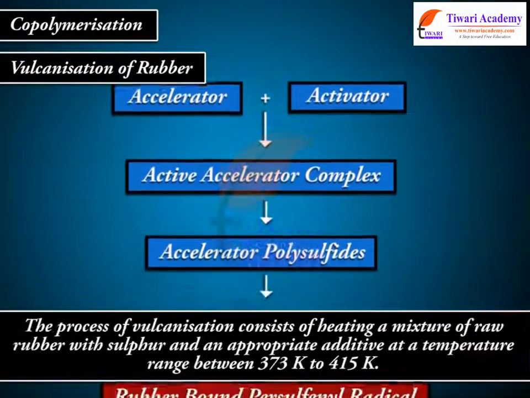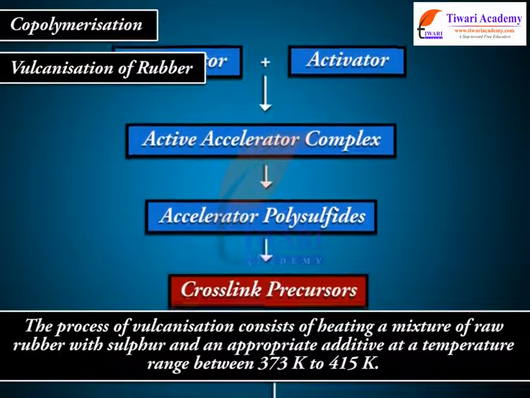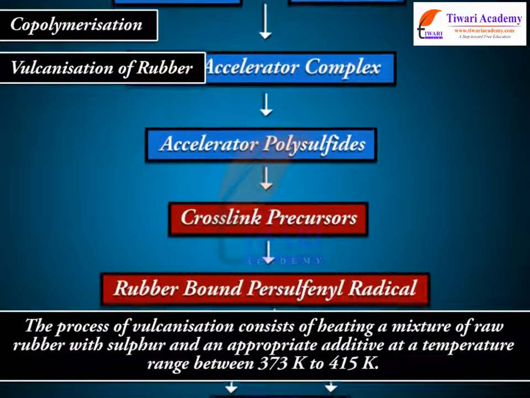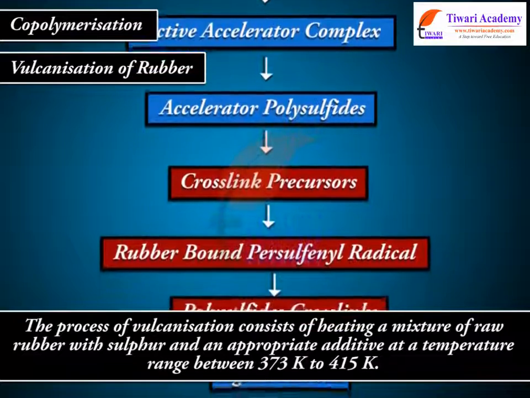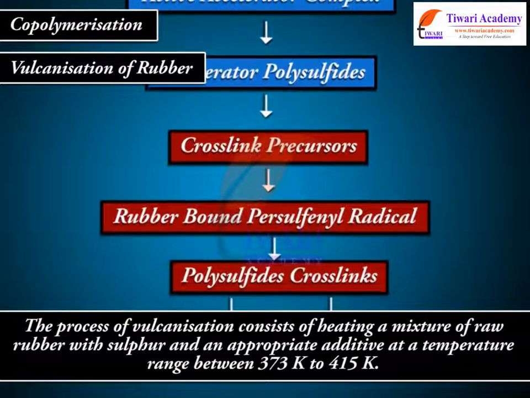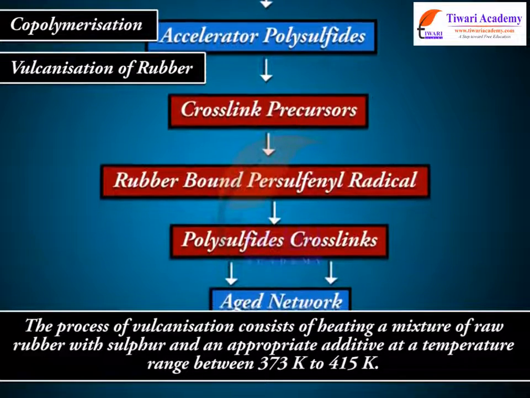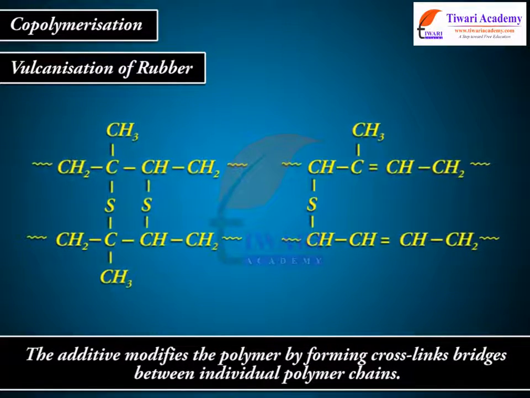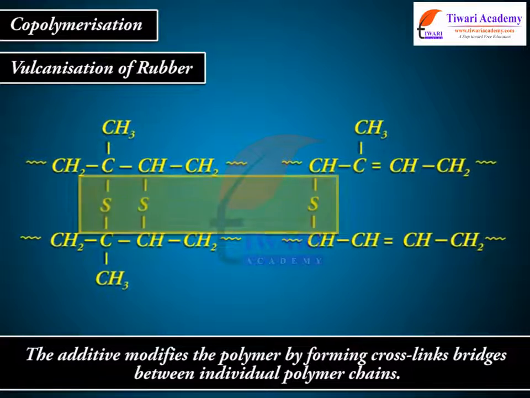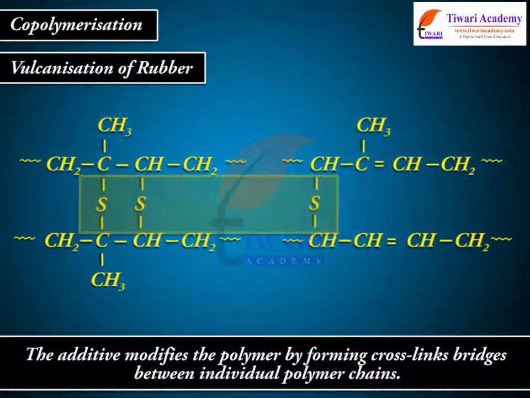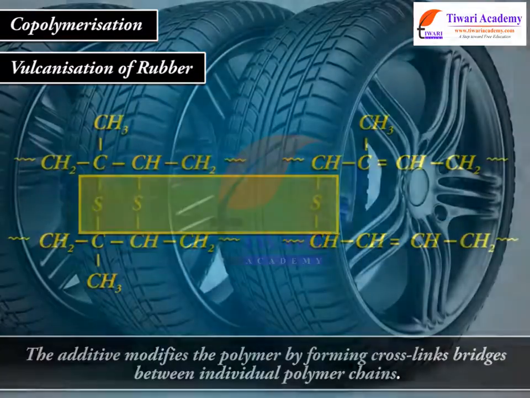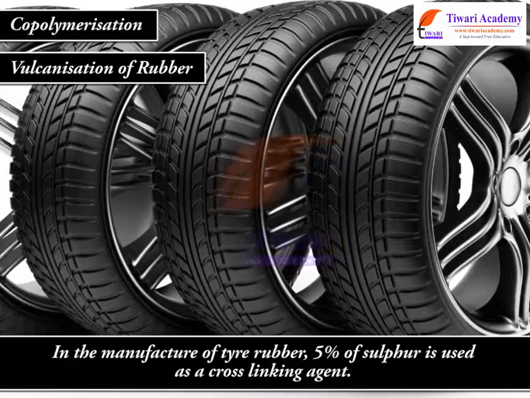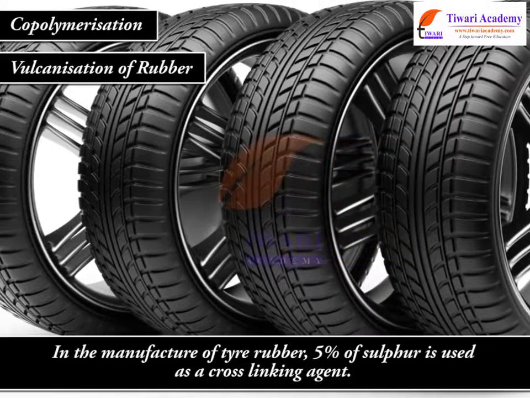The process of vulcanization consists of heating a mixture of raw rubber with sulfur and an appropriate additive at a temperature range between 373 K to 415 K. The additive modifies the polymer by forming cross-links, bridges, between individual polymer chains. In the manufacture of tire rubber, 5% of sulfur is used as a cross-linking agent.